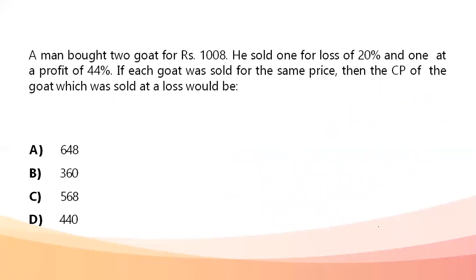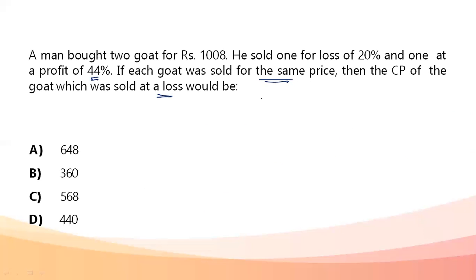Next, a man bought two goats for rupees 1008. He sold one for a loss of 20% and one at a profit of 44%. Okay, so he has two goats. One is sold at a loss, other is sold at a profit. If each goat was sold for the same price, then the cost price of the goat which was sold at a loss would be. Now, they're asking me what is the cost price of the goat that was sold at a loss.